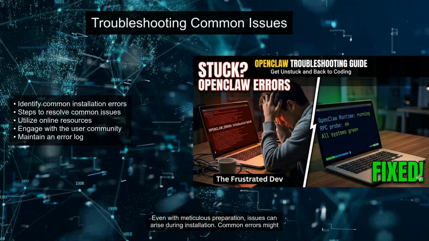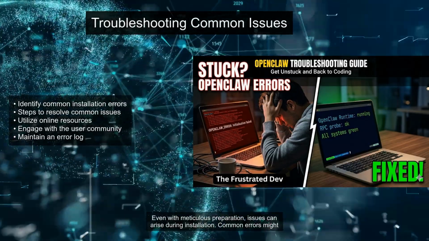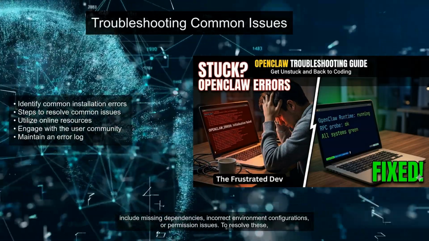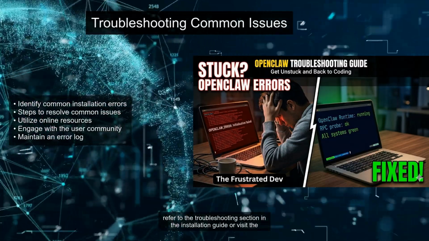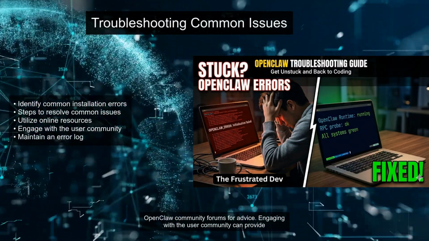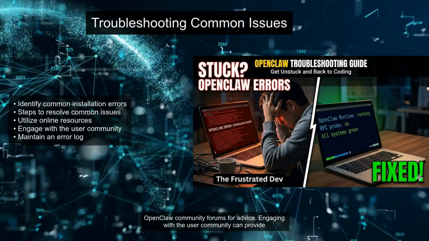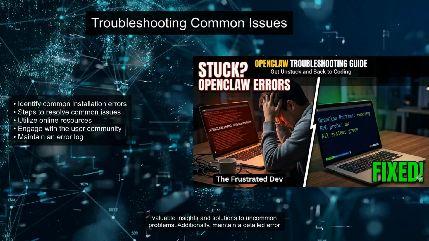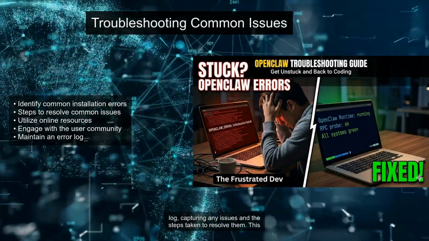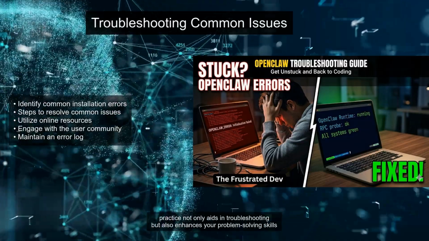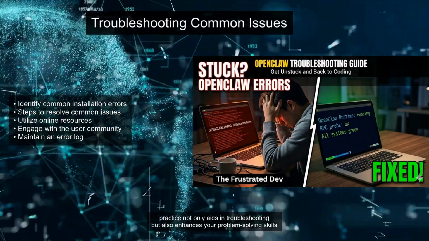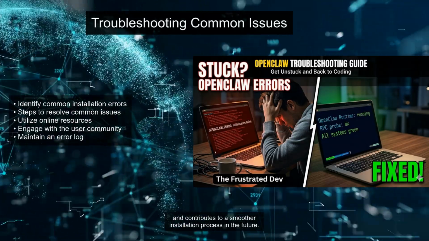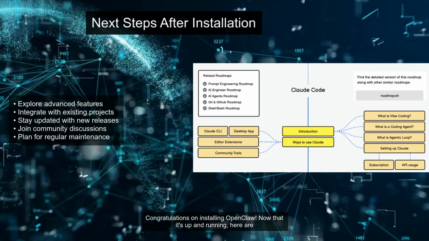Even with meticulous preparation, issues can arise during installation. Common errors might include missing dependencies, incorrect environment configurations, or permission issues. To resolve these, refer to the troubleshooting section in the installation guide or visit the OpenClaw community forums for advice. Engaging with the user community can provide valuable insights and solutions to uncommon problems. Additionally, maintain a detailed error log, capturing any issues and the steps taken to resolve them. This practice not only aids in troubleshooting but also enhances your problem-solving skills and contributes to a smoother installation process in the future.